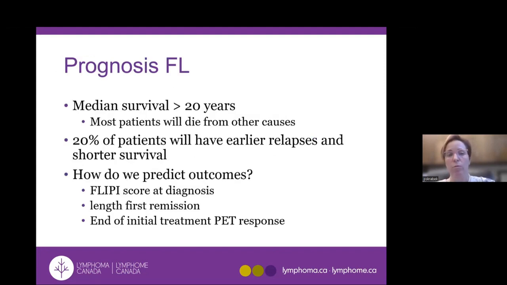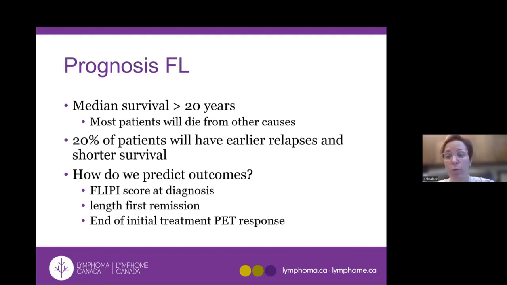So, prognosis of follicular lymphoma: the prognosis is very good. The median survival is over 20 years, and most patients will die from other causes. However, about 20% of patients will have earlier relapses and have a shortened survival because of their follicular lymphoma. So how do we predict outcomes? One of the ways is by using a FLIPI score at diagnosis, which is clinical features such as stage, age, hemoglobin level. That is still useful even with our current therapies to help predict how patients might do, but it doesn't really tell us when to treat or how to best treat.